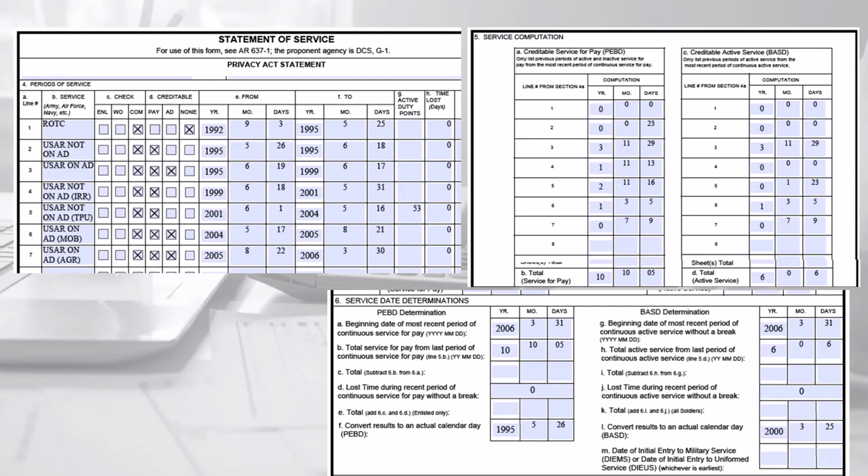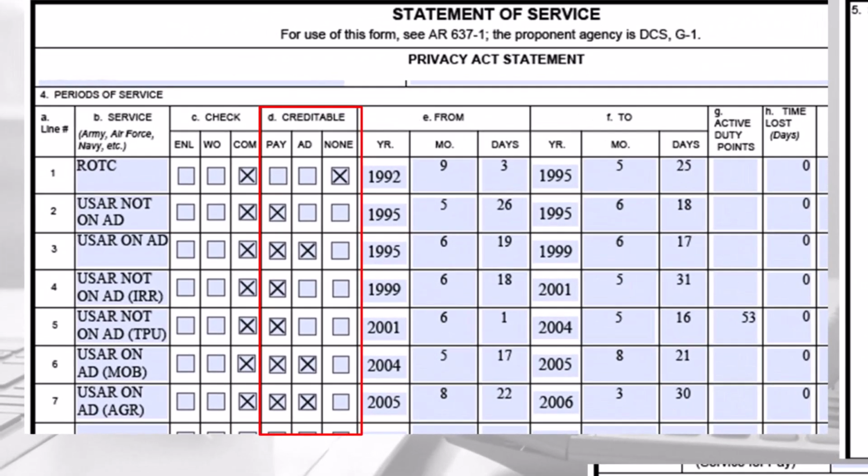Okay, I had 9 different periods of service from my ROTC days until I was AGR. So I'm just copying the dates from the old form to the new form. The important thing on this new form is block 4D titled Credible. You mark whether a period is credible for pay, for active duty, or nothing. So when I was an ROTC cadet, my time wasn't credible for either. When I was on active duty, it was credible for both, but when I was in the Individual Ready Reserve, or TPU, the time was credible for pay, but not active duty.